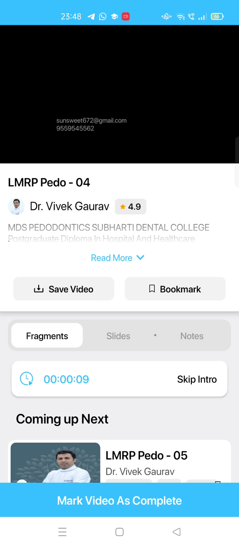Then there is another important question related to the primate spaces: what are the primate spaces? Or they can give you an image-based question. The primate spaces are the spaces present mesial to the maxillary canine and distal to the mandibular canine.